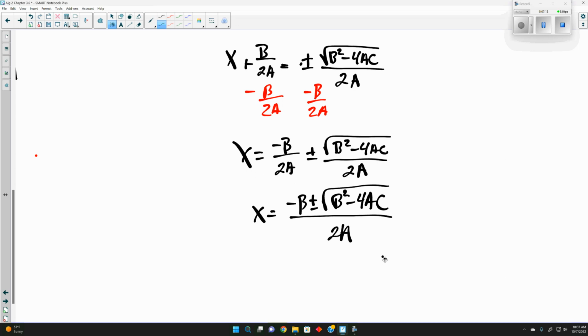This here is the quadratic formula. And again, we said this is for any quadratic. We started with any quadratic with the values of a, b, and c, yes? That means if you plug the values of a, b, and c into this, it will give you the solutions.